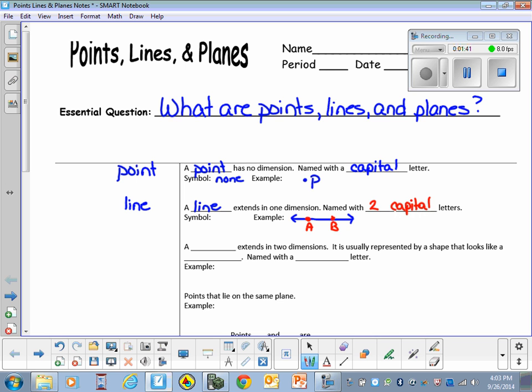And there is a symbol for lines. If we want a short way of writing this, we don't necessarily want to write out the word line AB. We'll say capital A, capital B, and we'll put a little baby line symbol on top of that. And we read this line AB.